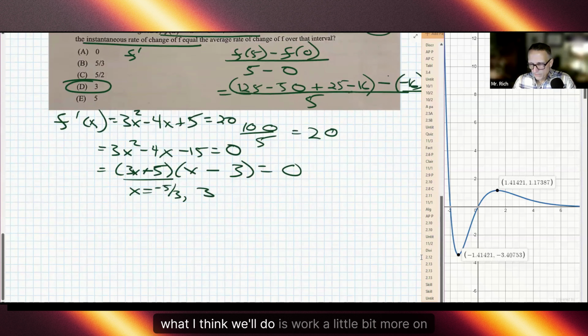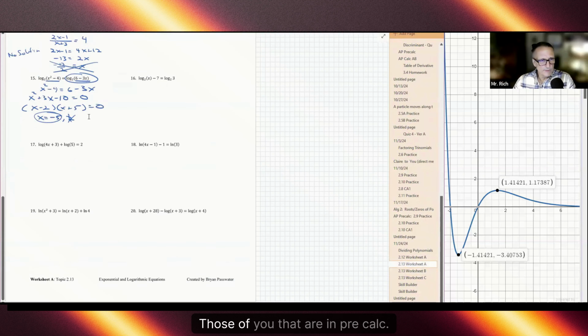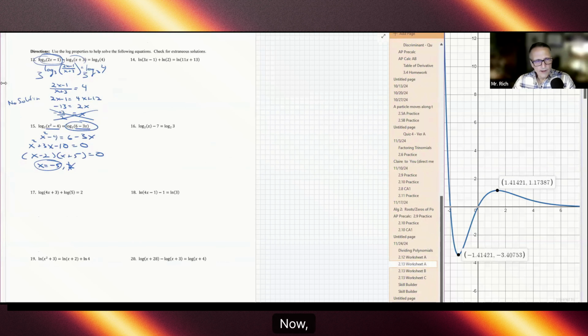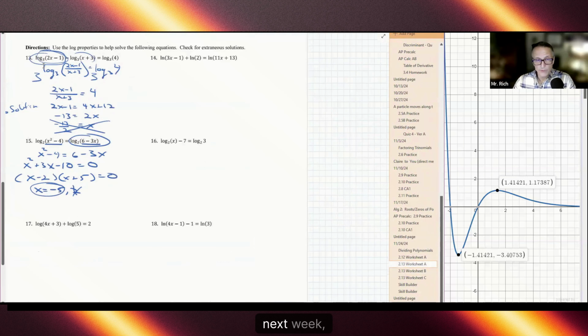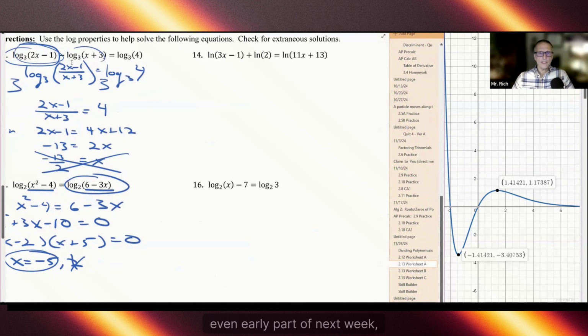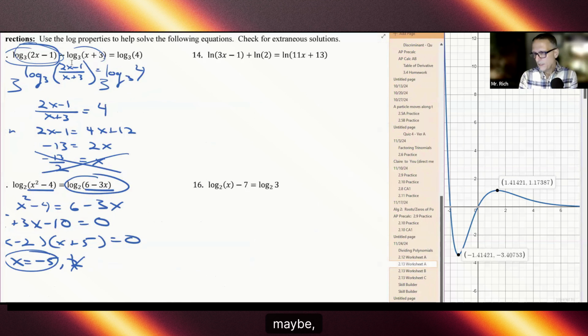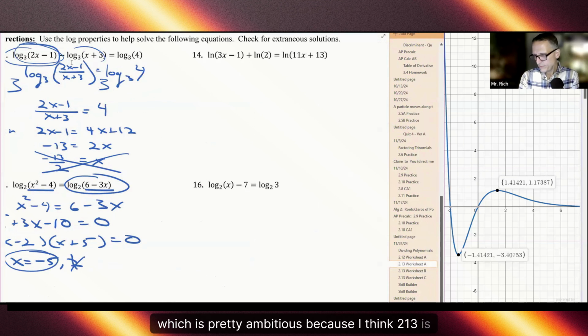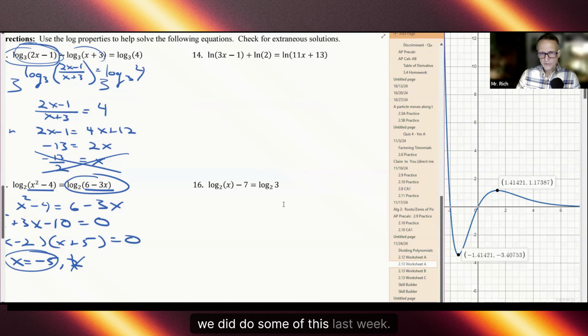Well, what I think we'll do is work a little bit more on 213, those of you that are in pre-calc. Now, I'm hearing rumors that some teachers are planning, possibly early next week, a unit 2 test that would cover like 211 to 215 maybe, which is pretty ambitious because I think 213 is not going to be a real fast lesson. But we did do some of this last week.